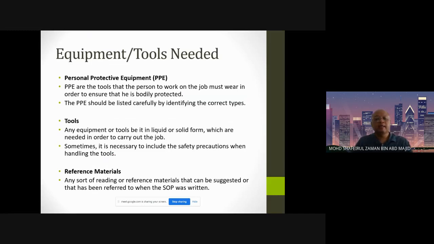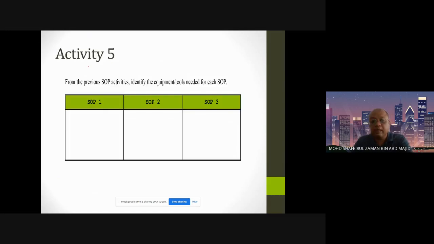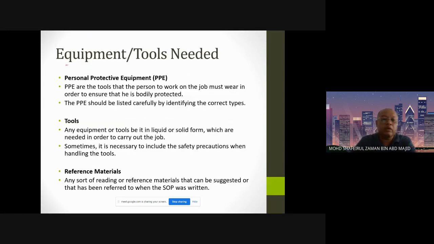All right. Equipment or tools needed. This will be the last part of it, if I'm not mistaken. Number one, you need to have the PPE, personal protective equipment. It will be the tools that the person working on the job must wear in order to ensure that he is bodily protected.